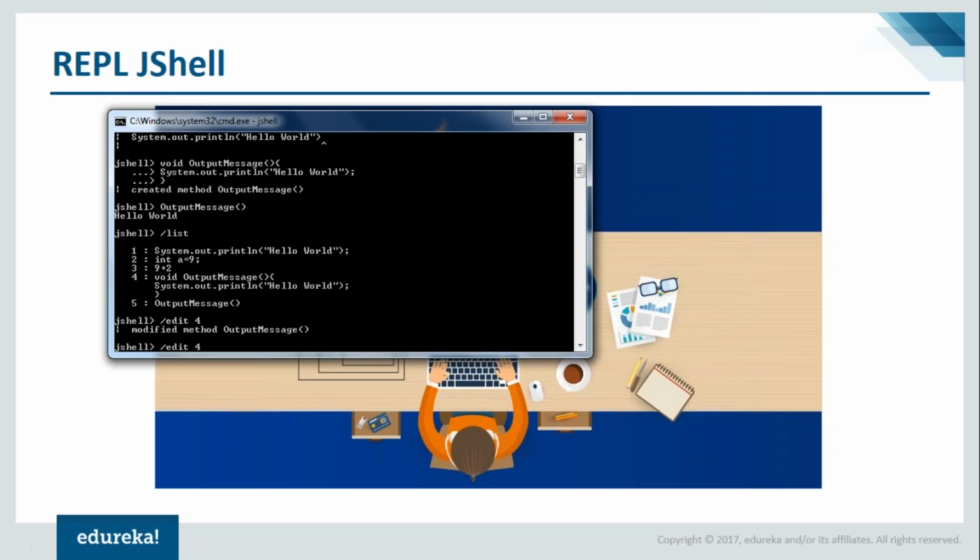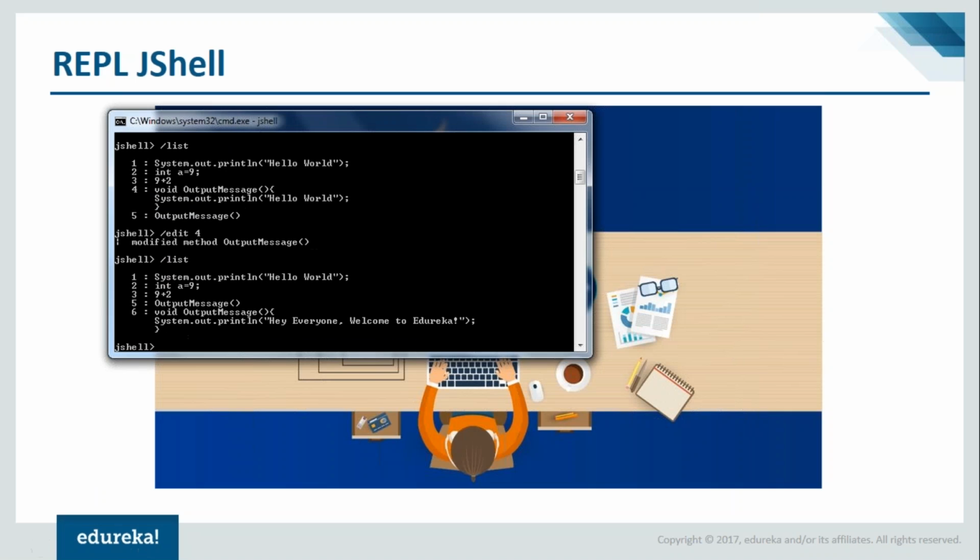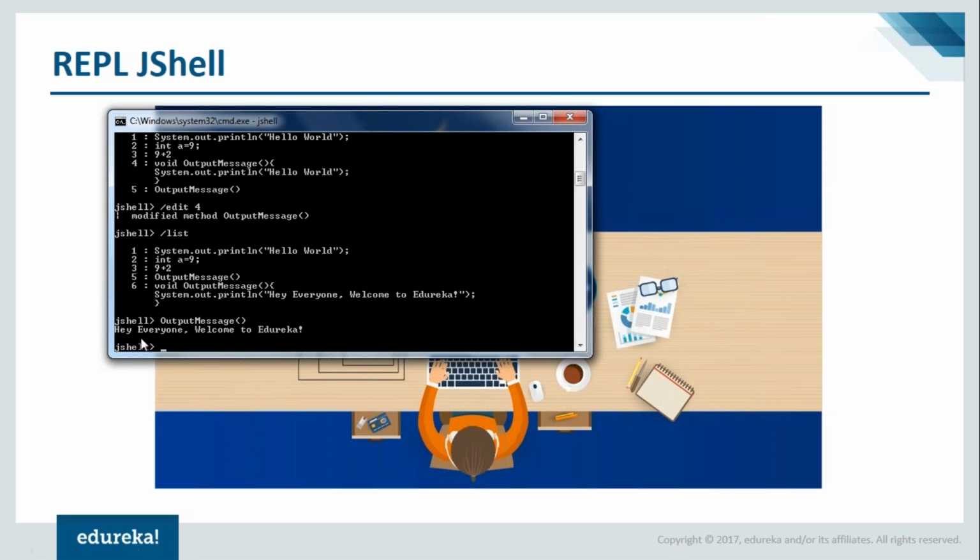Now let me go back to my list, and if you see here, it has been updated as well. So this is one way through which you can modify or update any existing methods in JShell. Now again, let's validate this function to see whether the change has happened or not. For that, I'm just going to call the same function again, and here you can see the output has been updated as well. So this is something quite interesting and useful.